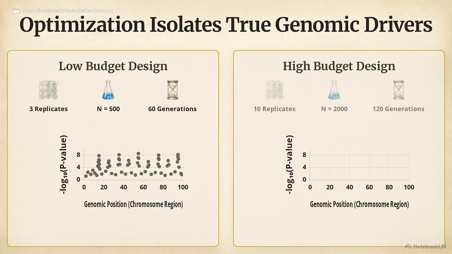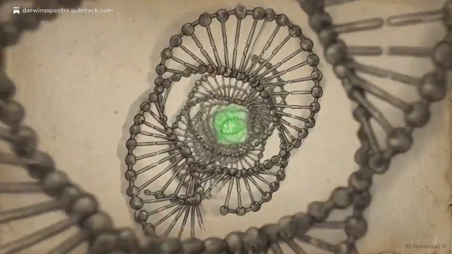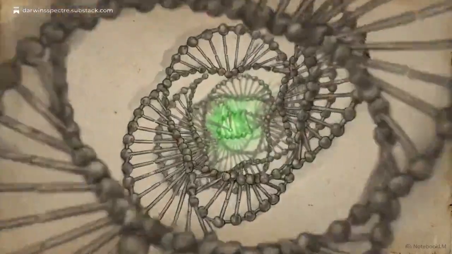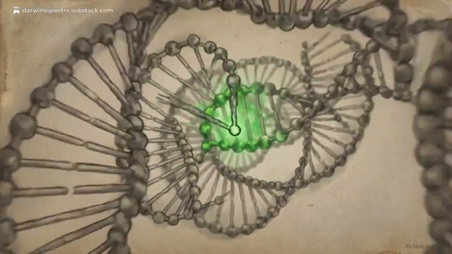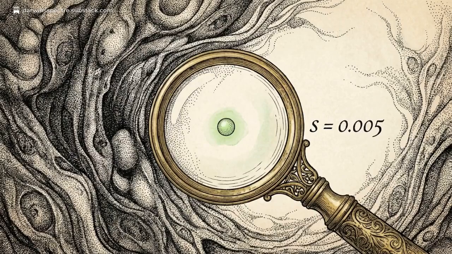The high-budget, optimized matrix expands to 10 replicates, a large effective population of 2,000, and pushes the duration to 120 generations. Here, the false positives drop away. The noise floor collapses, leaving only sharp, isolated green peaks of the true selected loci. By utilizing this optimized matrix, researchers can accurately map up to 56% of all selected loci, down to single nucleotide resolution. This architecture provides the sensitivity to detect selective advantages as low as S equals 0.005.